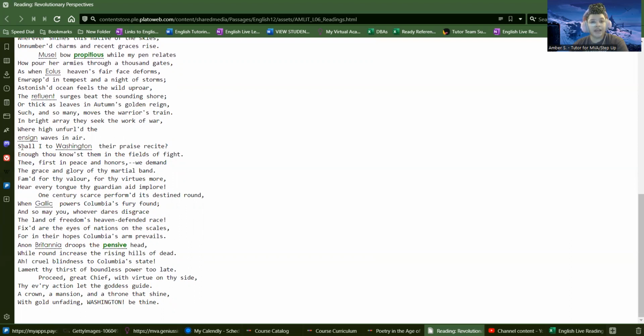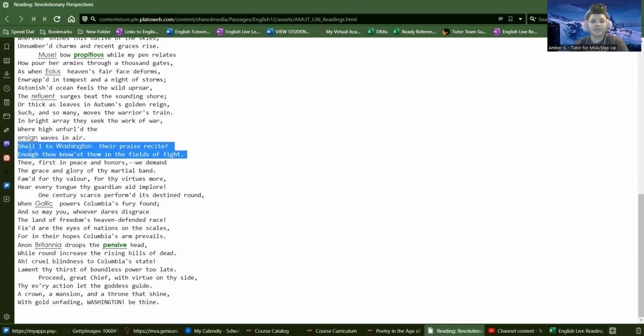So it says, shall I to Washington their praise recite? So we know who Washington is. This is George Washington. And it says here, not the location, just in case you weren't sure. So shall I to Washington their praise recite? Enough thou knowst them in the fields of fight. So remember that in the beginning, this poet, Phillis Wheatley, was addressing heaven. So if she's addressing the heavenly choir, she is telling them about what the Americans have done, but she's also aware that anyone in heaven is supposed to know what's happening down on earth.